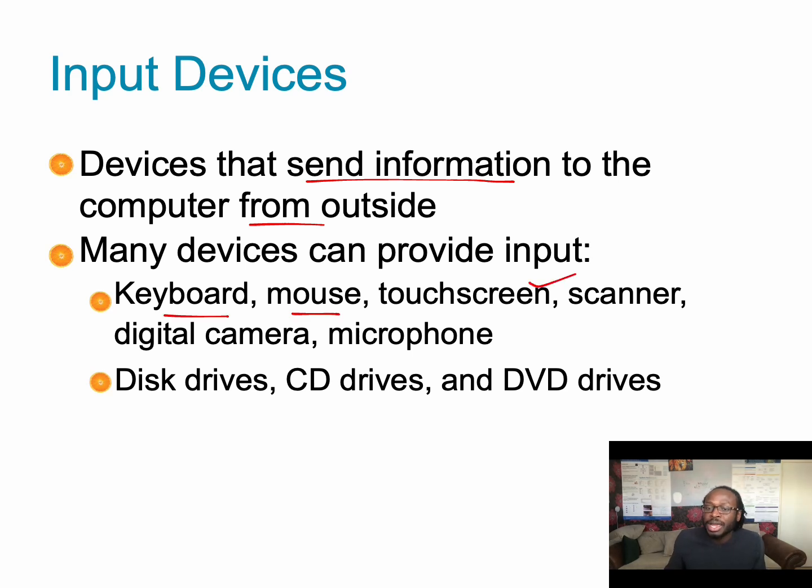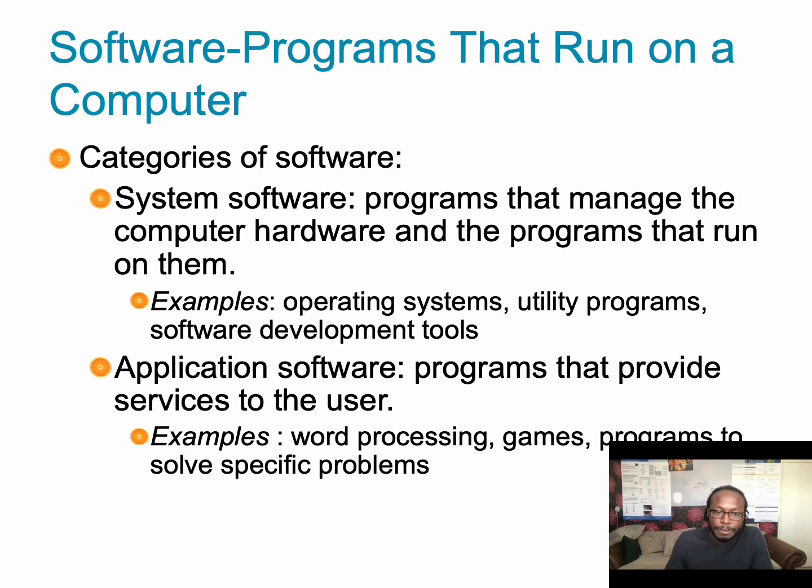Then you can think of scanners when you scan, or cameras, or microphones, which are things we are using to communicate. For you to talk to me, you have to unmute yourself using the push button or the click of your mouse, which is an input, and then of course you use your microphone to communicate with me. You can also get information from disk drives, CD-ROMs, and DVDs.